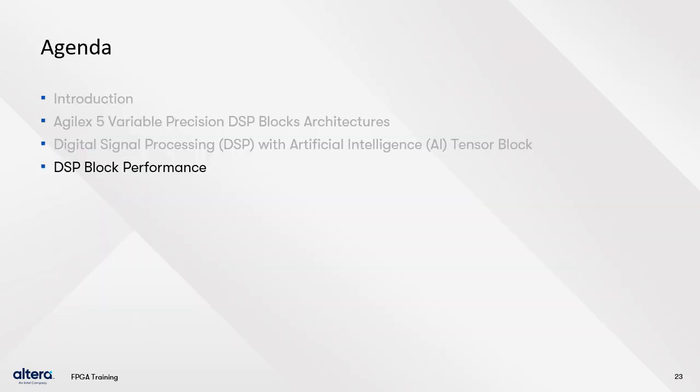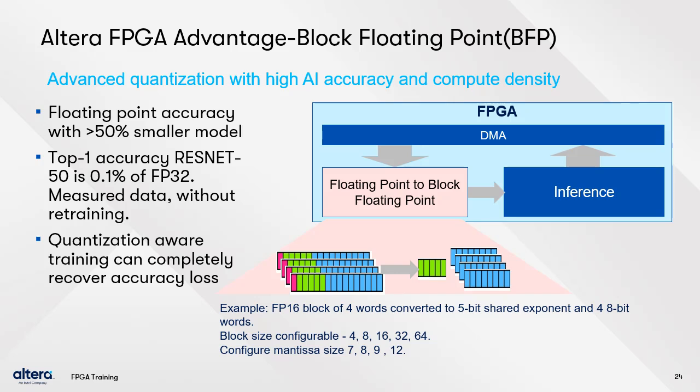Let's get into the Agilex 5 DSP block performance numbers now. Let us understand how Altera FPGAs use block floating point or BFP to get the best of both worlds: high AI accuracy and compute efficiency.